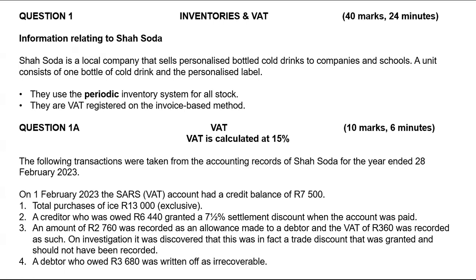Now, they told you that VAT is calculated at 15%. The following transactions were taken from the accounting records of Shah Soda for the year ended 28th of February 2023. On the 1st of February, the SARS VAT account had a credit balance of 7,500. When SARS VAT has a credit balance, it means that we owe SARS. That is a VAT output. So at the moment, that's how much we owe SARS towards VAT. You got it? We good?